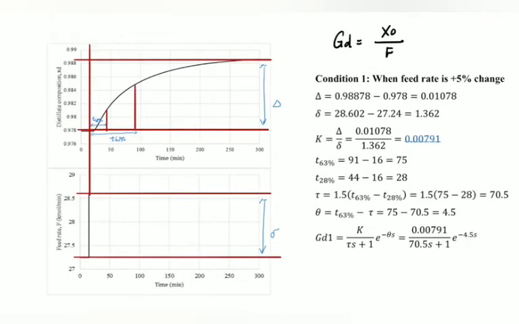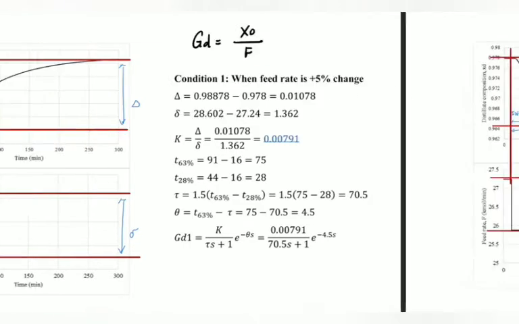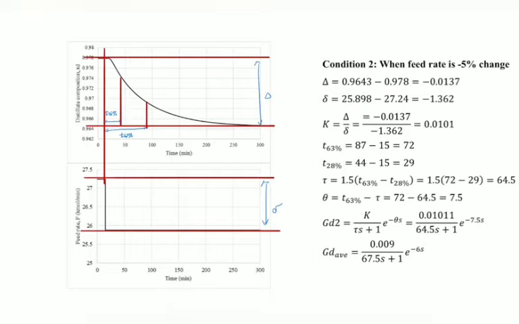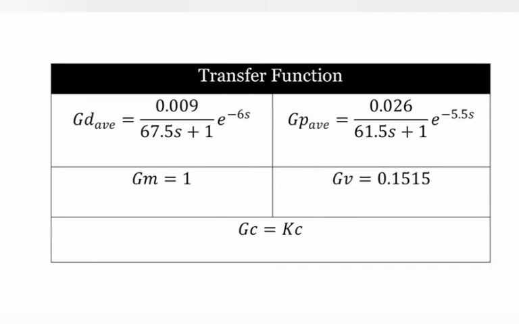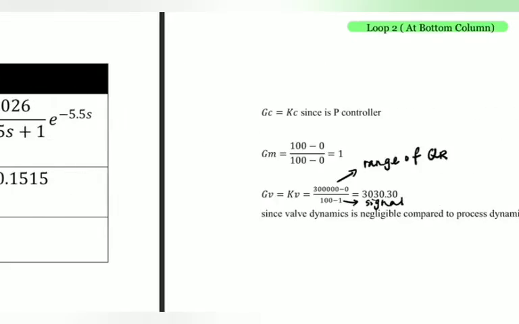To find the disturbance transfer function, XD over F, we use the step response from distillate composition and the feed rate. Same goes for two conditions, plus 5% change for feed rate and negative 5% for feed rate, and then we get the GD average by using the 2-point method too. Then here is the summary for the transfer functions in loop 1.